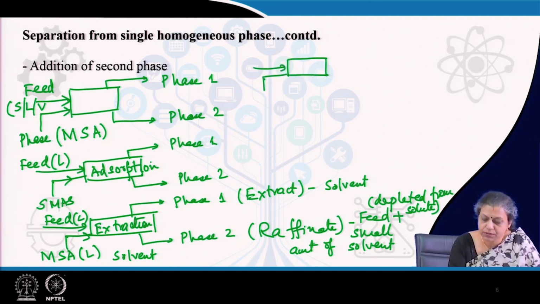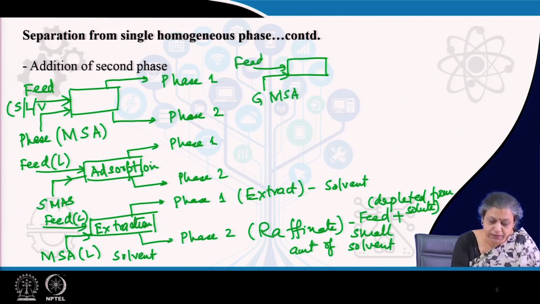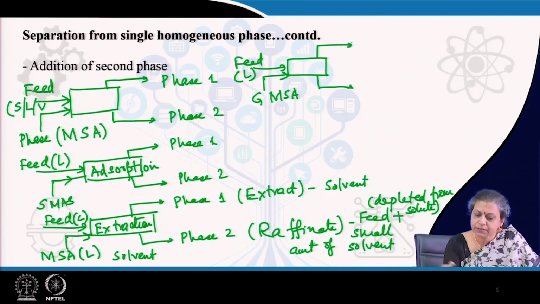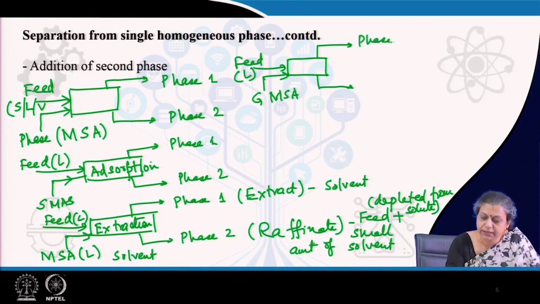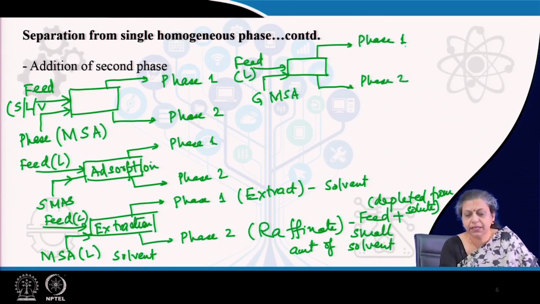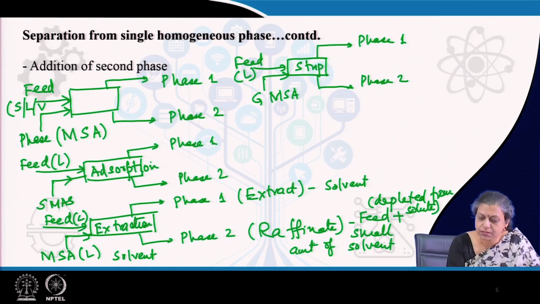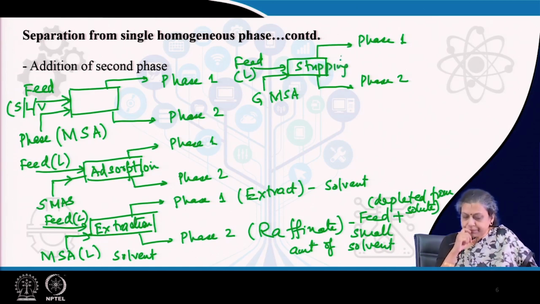introduce a gas phase here, a gaseous MSA. Under this condition, this is a liquid feed, and again the gas preferentially strips out certain components from the liquid, and then we get two products, product 1 and product 2. Definitely the gaseous product will be richer in the components that it has stripped off from the liquid. So, this process is known as stripping.